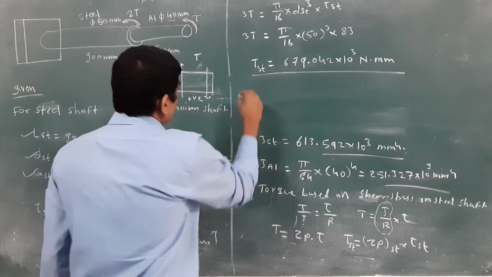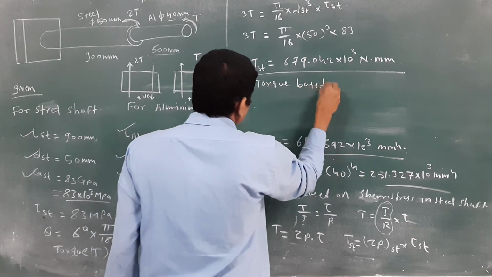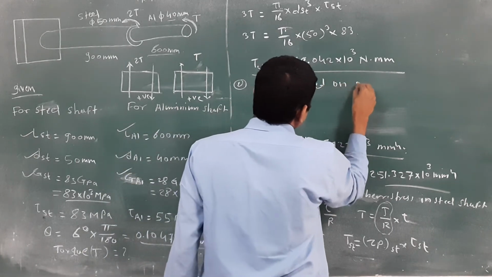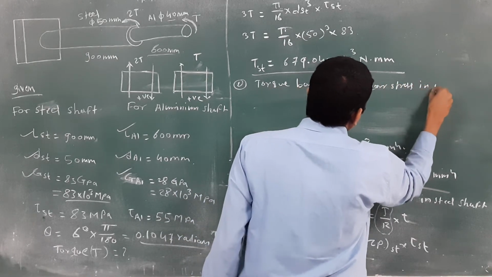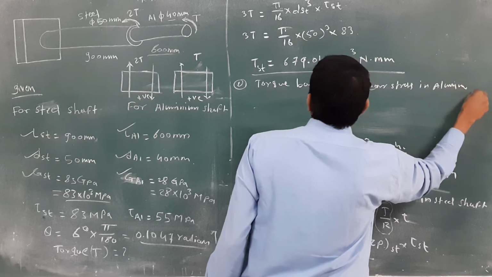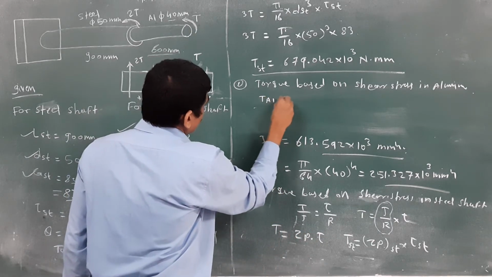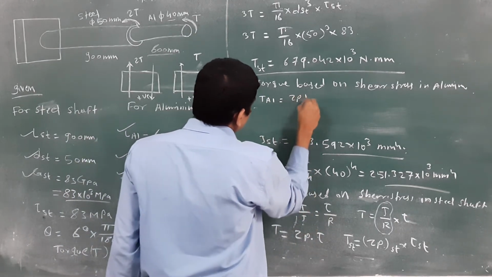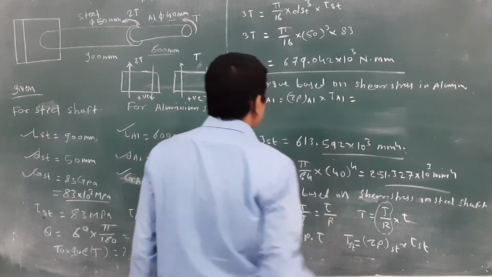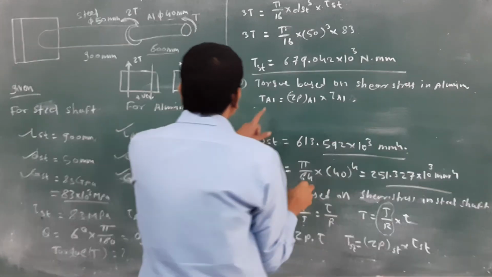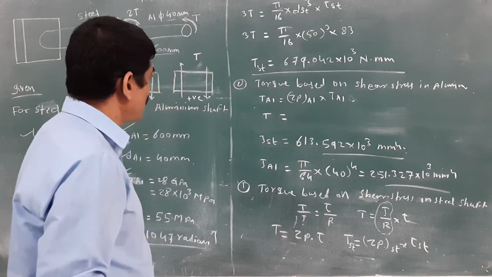Similar way, second, torque based on shear stress in what? In aluminium. What is the formula? Again, we have generalized this formula. I will write here T aluminium is equal to Zp aluminium into tau aluminium. Then you have to put the value of this. This T aluminium we have seen. What is the value of this? Only T is there.